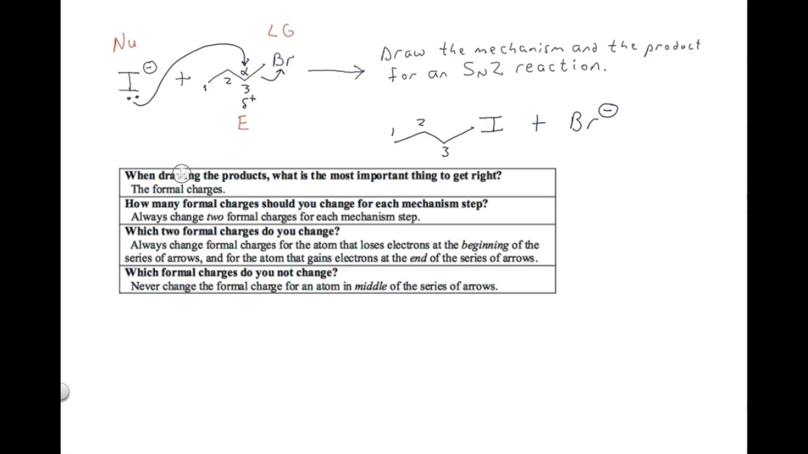Let me be clear that these are all rules for the formal charges, not for the delta charges. We just don't really care about the delta charges in the product, so I won't bother drawing any delta charges in the product. Remember that you should change 2 formal charges for the entire mechanism step. Both of these arrows are occurring simultaneously in the same mechanism step. So we're changing a total of 2 charges for both of these arrows: the charge on the iodide at the beginning of the series of arrows, and the charge on the bromine at the end of the series of arrows.